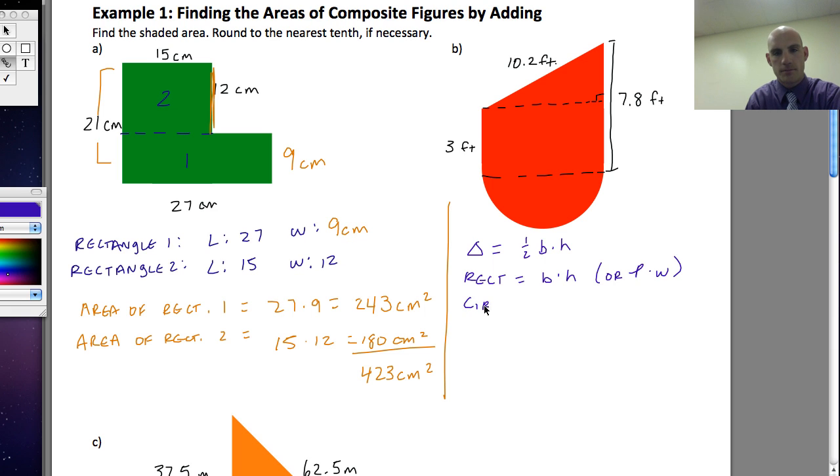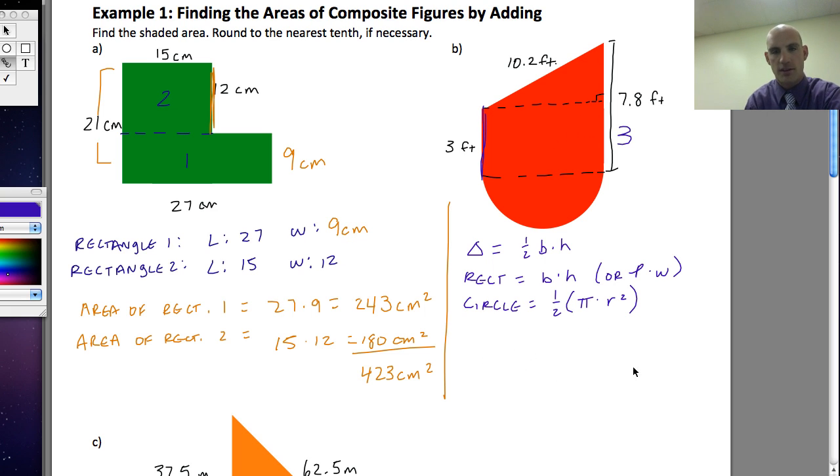And the circle, it's half of a circle, so it's going to be 1/2 times pi times radius squared. Let's think for a second here. What do I need to know? If I look at this rectangle in the middle here, it already has one of its pieces outlined. And so this here is 3. So what does that make the back side of this triangle?